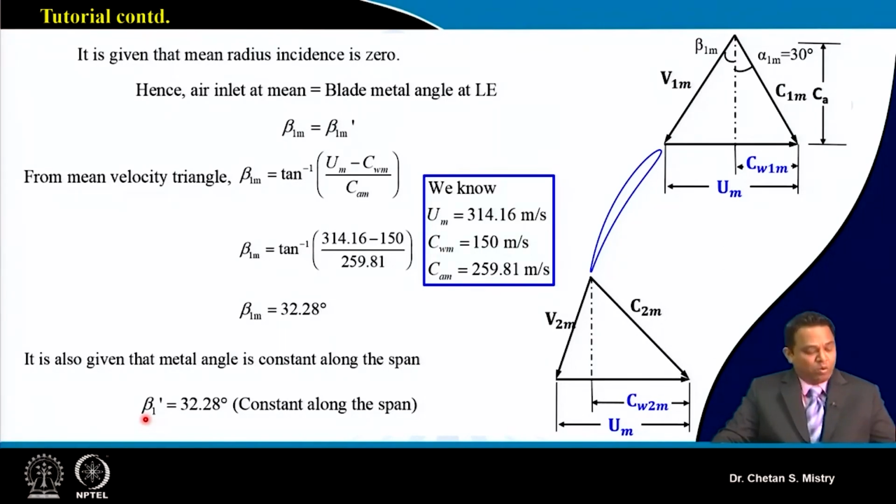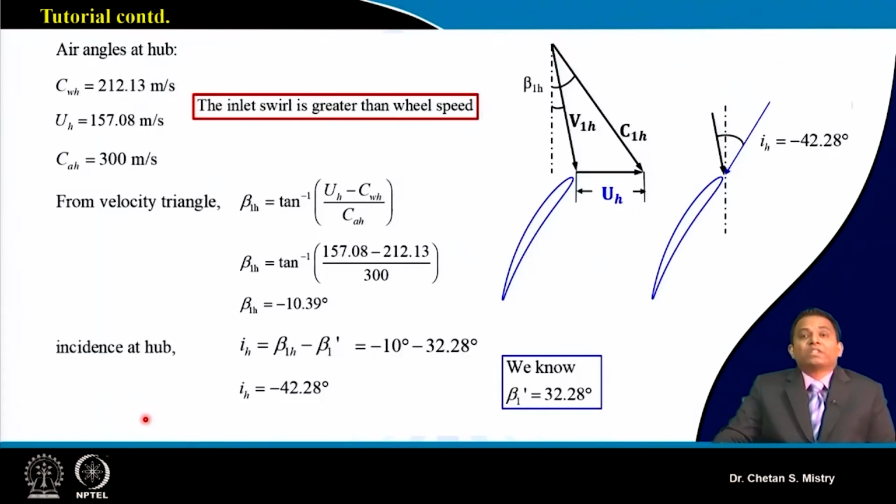Okay, now let's try to look at what is happening at the hub. We have done our calculation for the whirl component, it is 212.13 meter per second. My peripheral speed at the hub is 157.08 meter per second, and my axial velocity we have calculated is 300 meter per second. Be careful here.